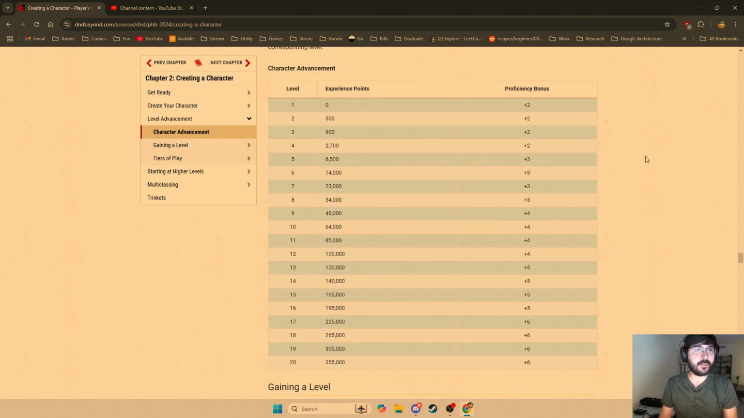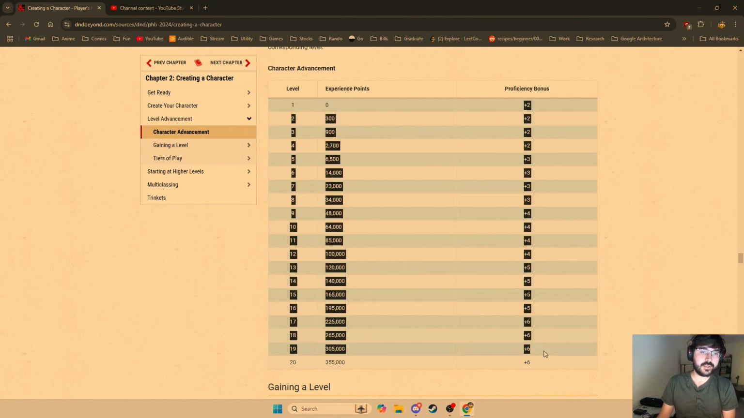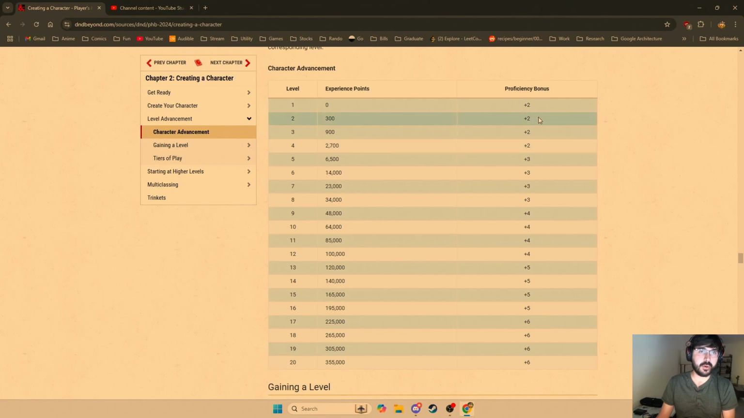These are going to talk about level advancements. This is what they recommend to be done. If you do milestone, it's different. So you see what the proficiency bonuses are per leveling up in an individual class.